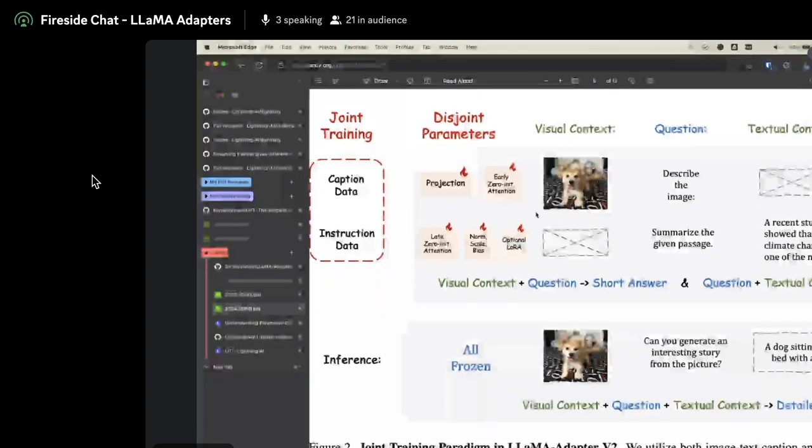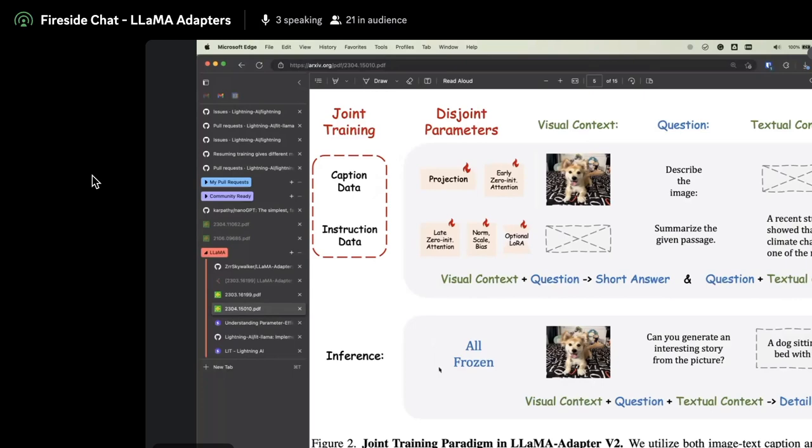So when we test these models, they can only generate a short description of the image. So that's the reason we separate the parameters. For image-text data, we optimize the projection part and the early gating part. And for instruction data, we only optimize the late gating part, and also the norm, scale and bias of the language model. By doing this, the trained model can simultaneously answer arbitrary queries conditional on the image, and generate a long and descriptive response. So that's the motivation.